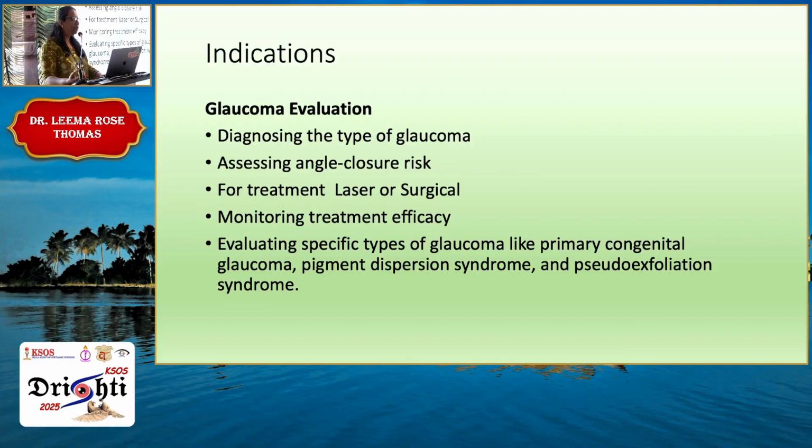You've sent the patient for a PI, you've done it, and then for the efficiency of the PI and whether the angles have opened, you will check with that. And you also need to evaluate specific types of glaucoma like primary congenital glaucoma, pigment dispersion glaucoma, and pseudoexfoliation syndrome.